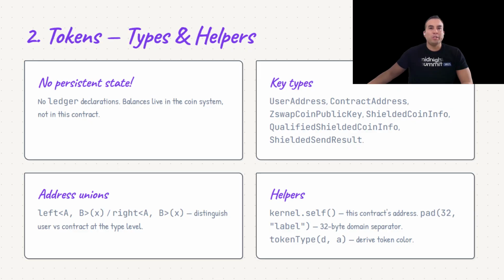One pattern you will see constantly, left and right. When a function takes an address, it wraps it in either left or right of 2 type names. That's how Compact tells, is this a contract address or a user address? Left and right are labels for the 2 branches. And 3 helpers. Kernel self gives you the current contract address. Path turns a short string into a 32-byte domain separator. And token type derives a token color from its domain and minter.